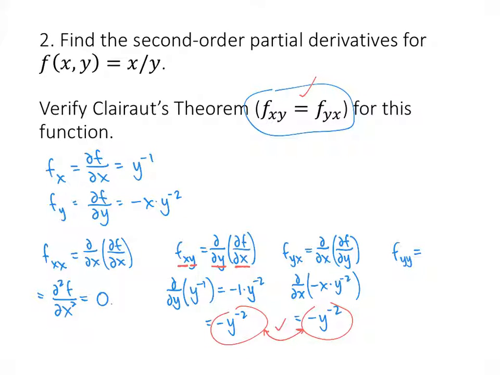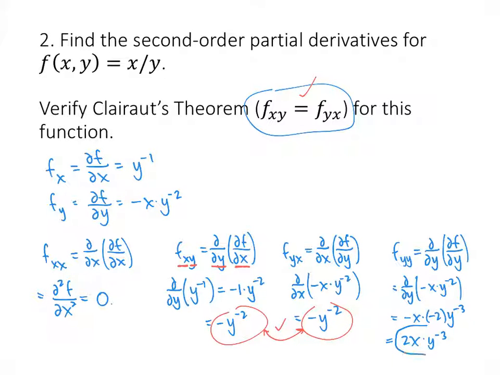Finally, for f_yy, this is the y partial derivative of the y partial derivative, which was negative x times y to the minus 2. The negative x is a constant multiple. The minus 2 comes down via our power rule, and we subtract 1 from our power, so we get y to the minus 3. So that's going to give us 2x times y to the minus 3, and that's our last partial derivative.